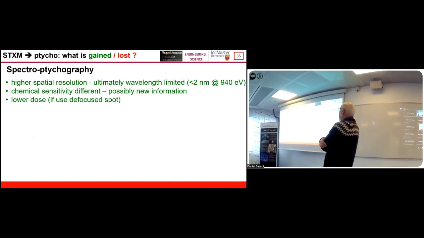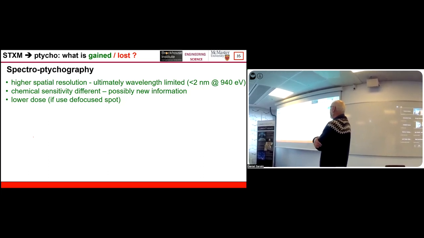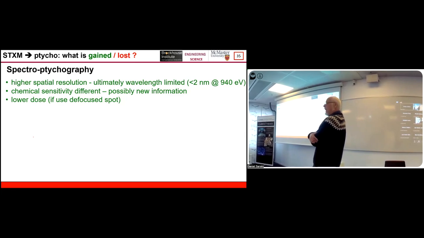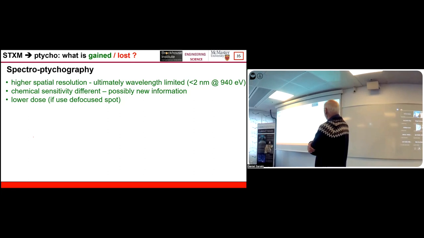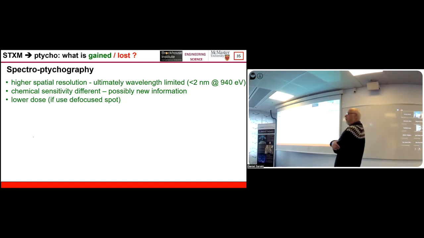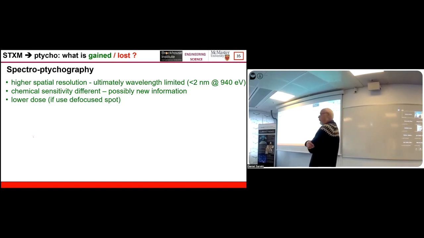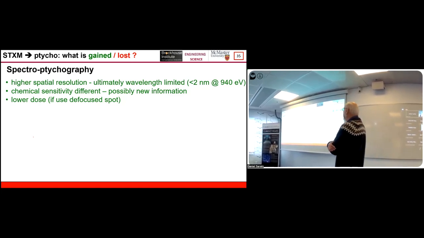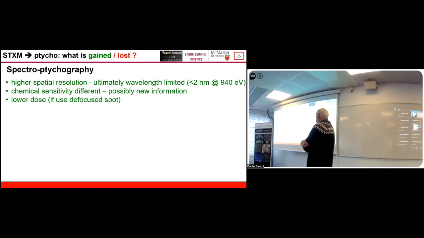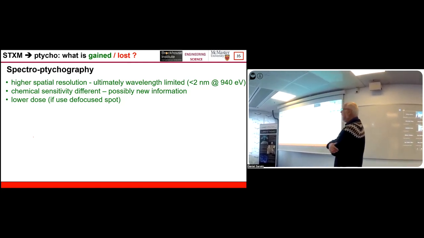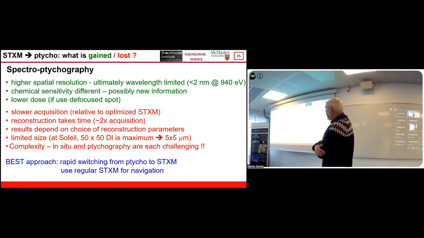First of all, why do you want to do spectro-ptychography? Obviously, higher spatial resolution. And ultimately, if we get everything tuned up, the stability of the instruments, the stability of the probe, we ought to ultimately get to diffraction limited, wavelength limited resolution, which is around 2 nanometers at the copper edge. You have the same chemical sensitivity as classic transmission absorption, and if you use a defocused flash, you can reduce dose. There are disadvantages.